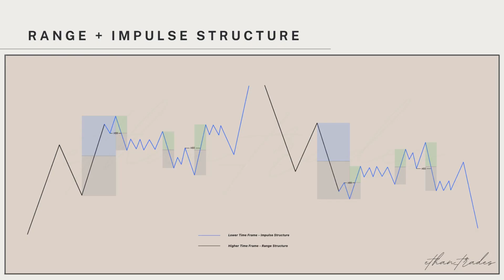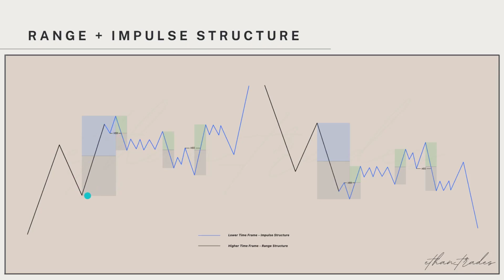When combining both range and impulse structure together, we get institutional structure. And so range structure often acts as the longer term range price is operating within, and impulse structure acts as the immediate GPS in the market, letting us know where the market is reaching for right now. And so if you look at the diagram right here, this black line is going to be your higher time frame, the blue line being your lower time frame.